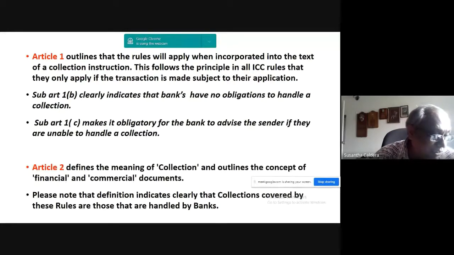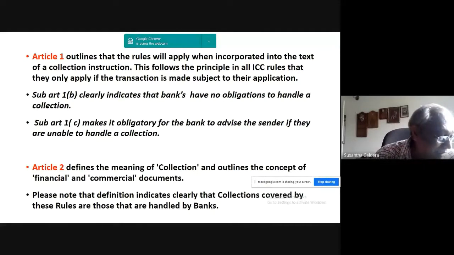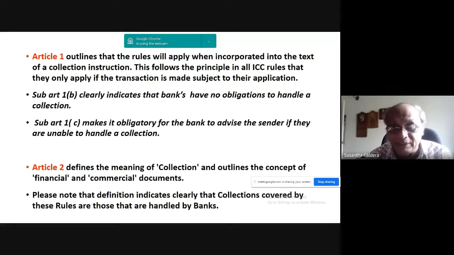Normally, a documentary collection is a financial document accompanied by commercial documents, or commercial documents not accompanied by a financial document, under 2D. Please note that the definition indicates clearly that collections covered by these rules are those that are handled by banks. Very important.